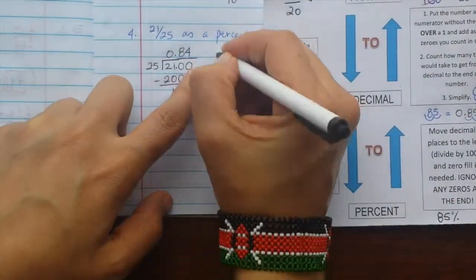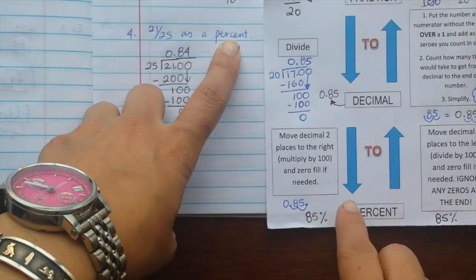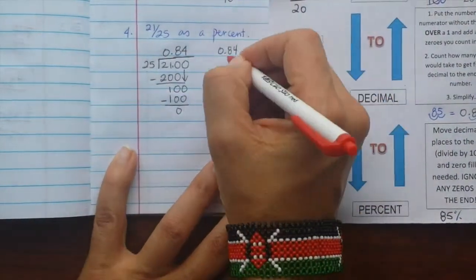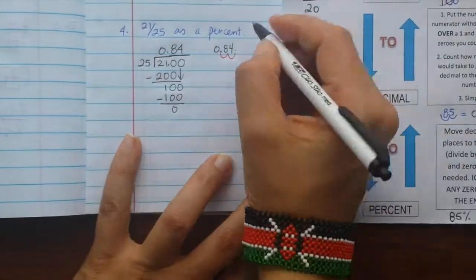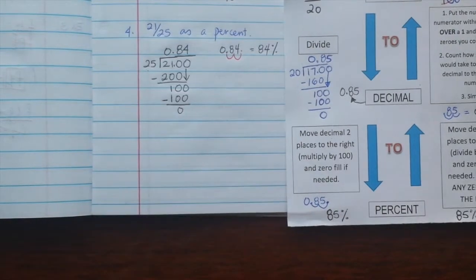So 0.84 is your decimal. But remember, we want to go to a percent. So we had a decimal to percent, you just move the decimal 2 places to the right. So we're going to go 2 to the right, 1, 2. So 84% because you don't need to 0 fill on that one. Alright, let's look at one last example.